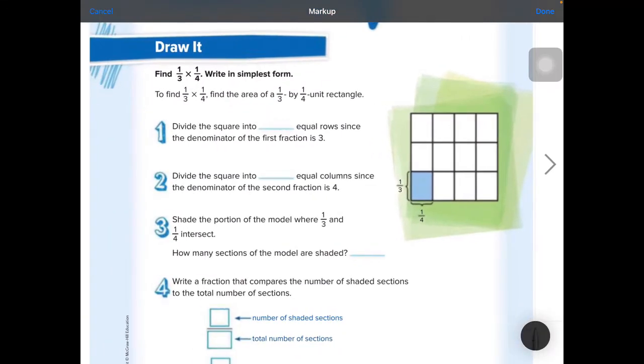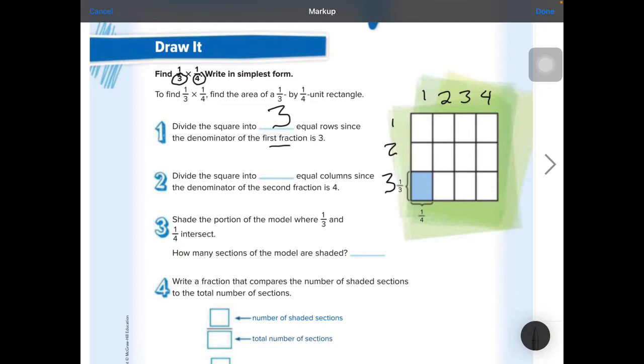Now, the easiest way for me to explain this is when you're doing these models, you need to look at the denominator. There is 3. And look, there's 1, 2, 3 rows. And then the next number, the denominator, has 4. So then there's 1, 2, 3, 4 columns. That will help you figure out how to shade these.